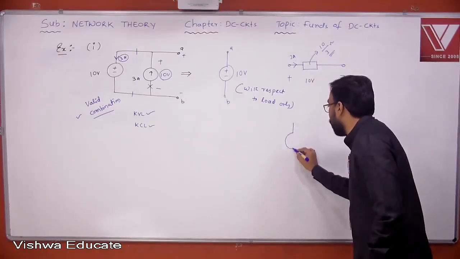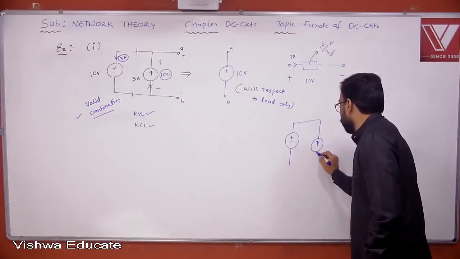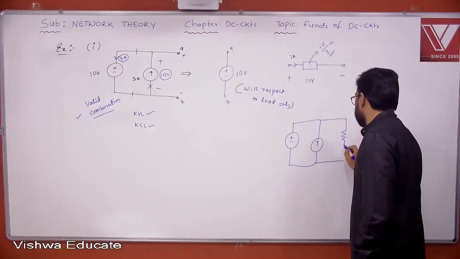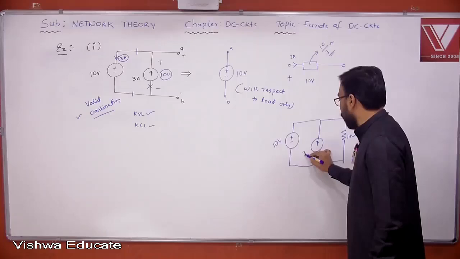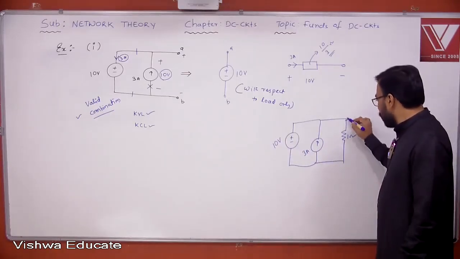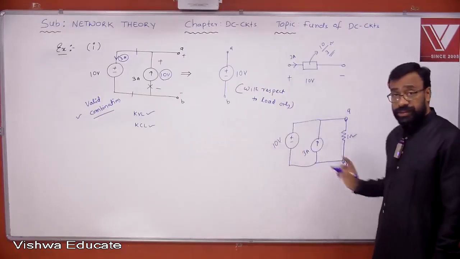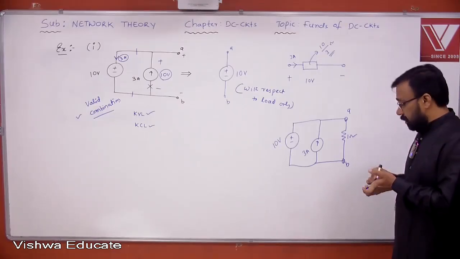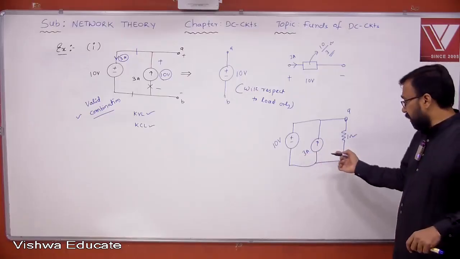I'll give you sufficient time. For example, you have this is 1 ohm, this is 10 volts. Now this is 3 ampere. This is the load terminals, right? AB terminals. Let me take the load as 1 ohm for the same case. Now let us see the calculations. I want to find current, voltage, power everywhere, in every element here.